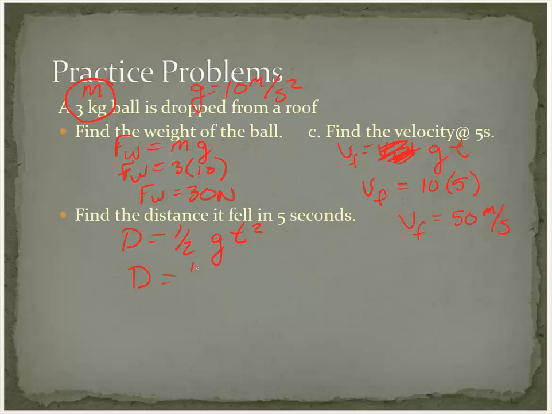Find the distance it fell in 5 seconds. Well, the distance is 1/2 times g, which is 10. Most of you guessed that by now, hopefully. And it's 5 squared. Well, 5 squared is 25. 25 times 10 is 250. Half of 250 is 125. And that would be meters.